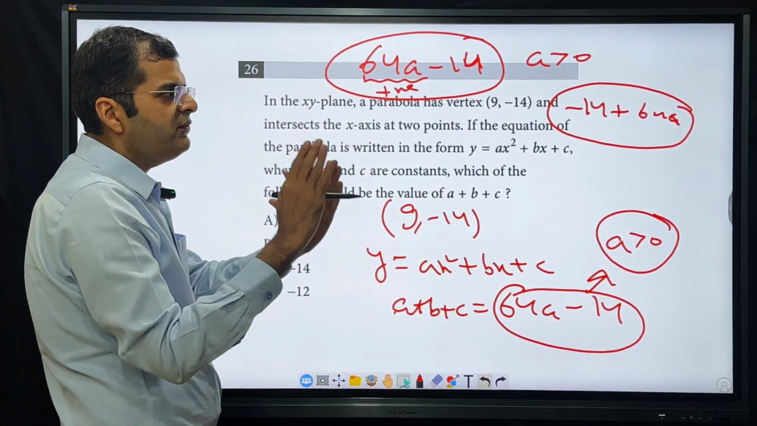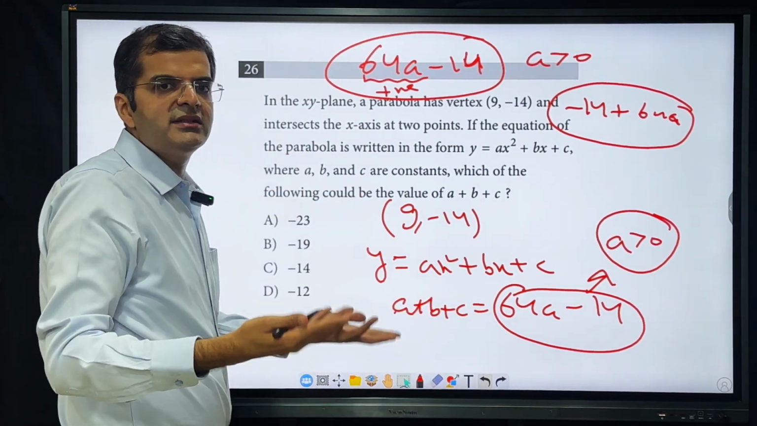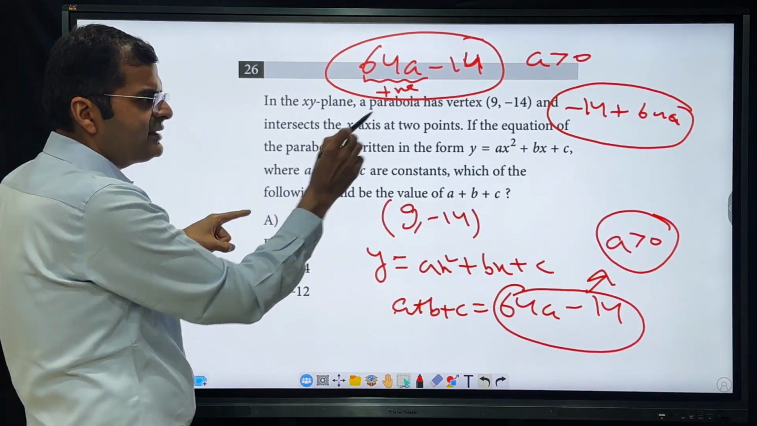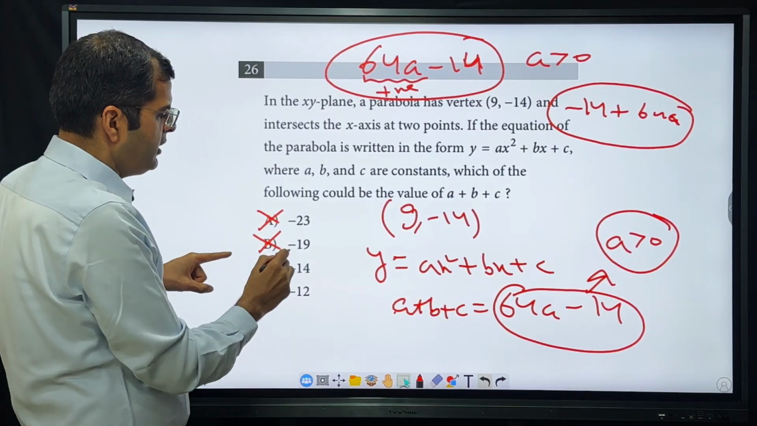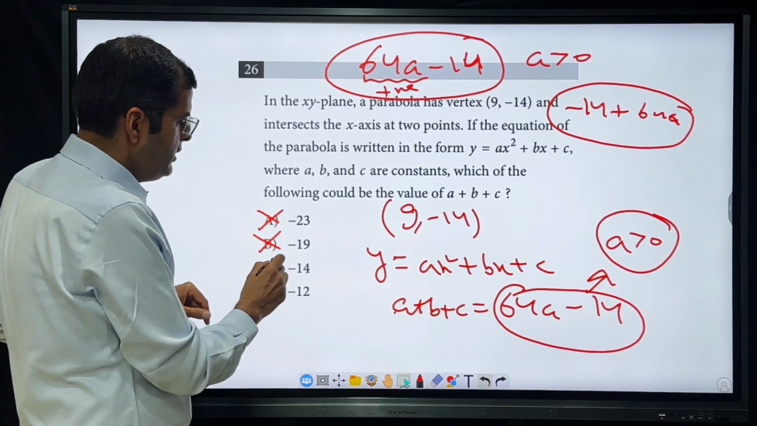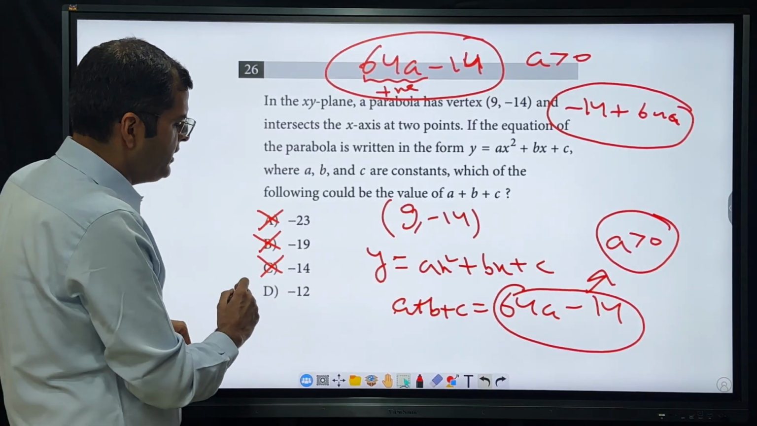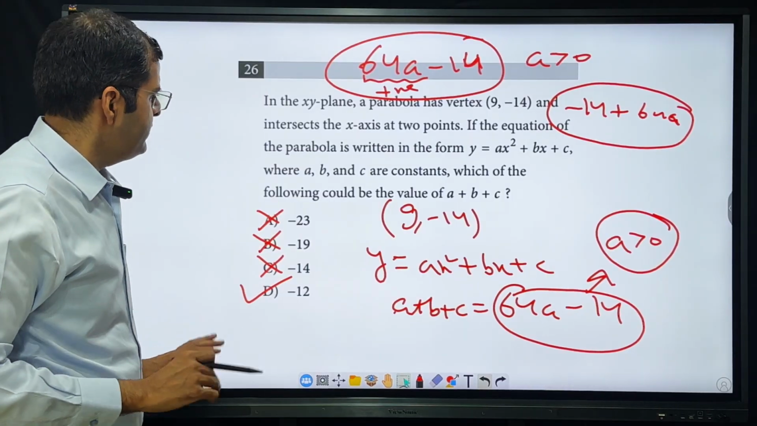So any option which is greater than minus 14 is the correct option. So minus 23 is less than minus 14, ruled out. Minus 19 less than minus 14 is ruled out. Minus 14 is equal to minus 14, not greater than minus 14. It is also ruled out. So only option D, minus 12, which is greater than minus 14, is the answer here. Okay.